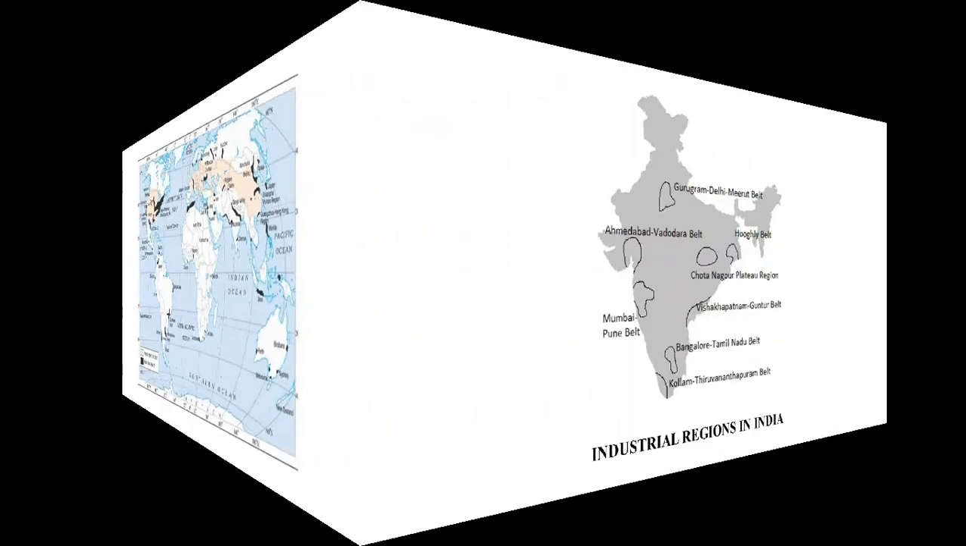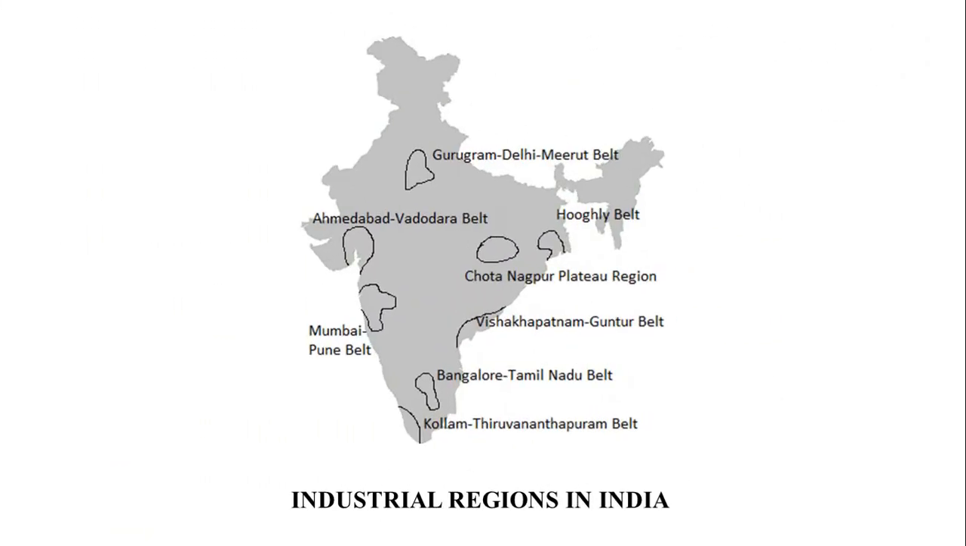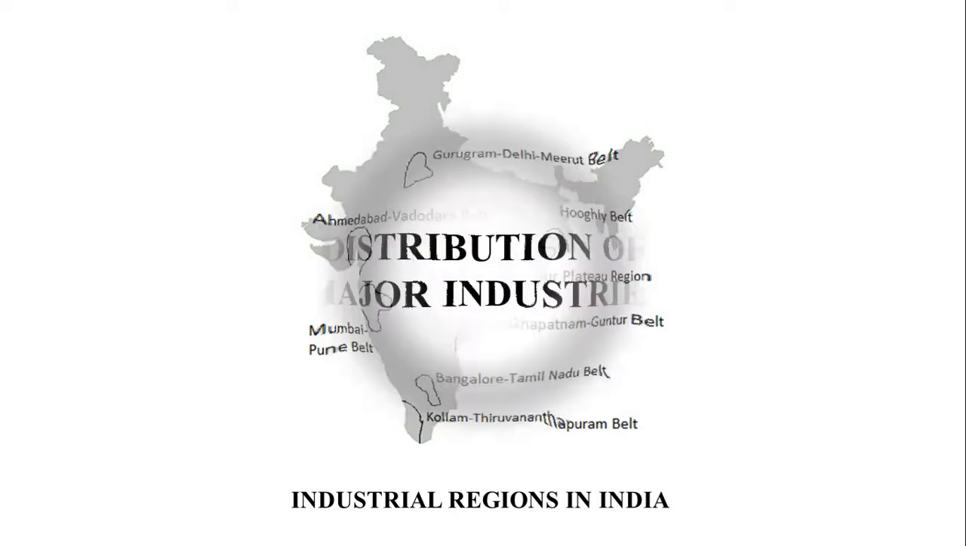If we talk about industrial regions in India, the major industrial regions are the Mumbai-Pune cluster, Kolkata-Hooghly belt, Bengaluru-Mysore belt, Tamil Nadu, Ahmedabad-Vadodara belt, Chota Nagpur area, the Kanpur-Lucknow belt, Kollam-Tiruvananthapuram belt, and Delhi-Meerut-Gurgaon-Faridabad belt. Now let us discuss the distribution of major industries.